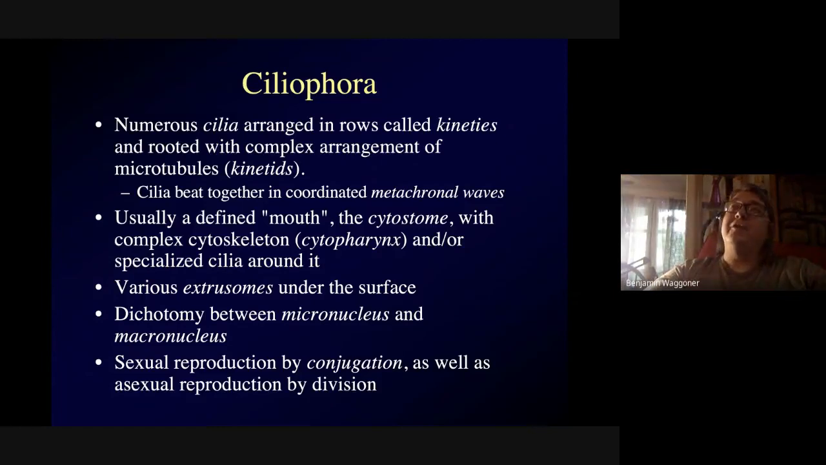Under the surface, you've got specialized organelles that can shoot things out. They're called extrusomes. One particularly common type, many ciliates can shoot out these little barbed hair-like things, usually in response to poor conditions.